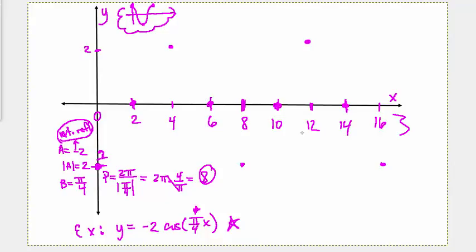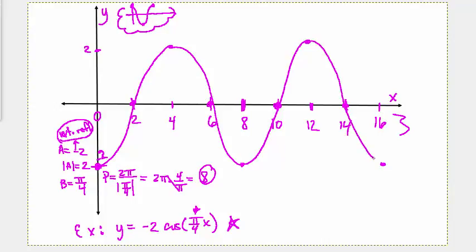Now that we have all these important points plotted, we'll go ahead and connect them with a nice smooth cosine curve. Remember, we're going for accuracy, not artistry, but do your best to make it a smooth looking wave or curve that connects all of our important points. So there we have it. That is the graph of y equals -2 cosine of pi over 4x.